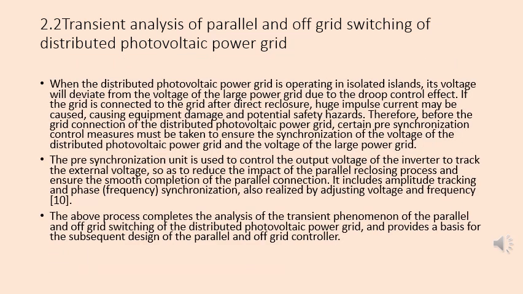When the distributed photovoltaic power grid is operating in isolated islands, its voltage will deviate from the voltage of the large power grid due to the droop control effect. If the grid is connected to the grid after direct reclosure, huge impulse current may be caused, causing equipment damage and potential safety hazards.